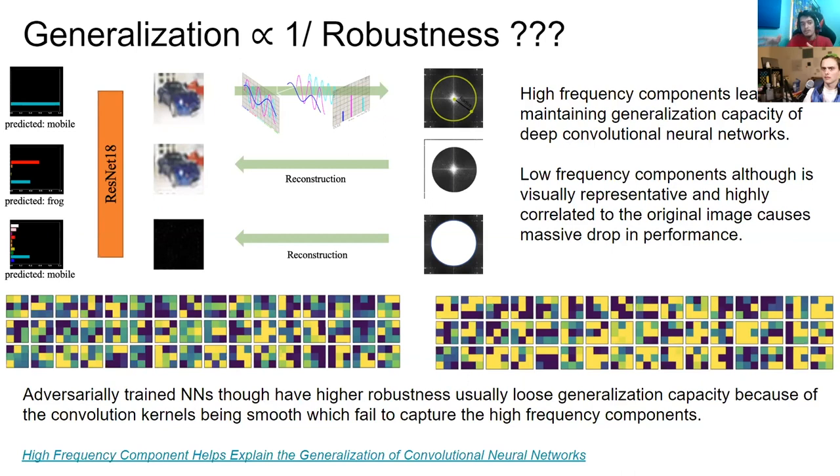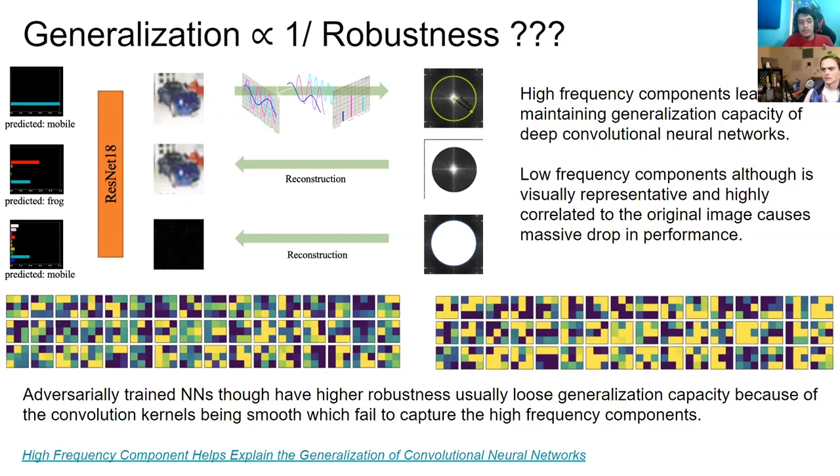But as you can see, a human would be able to correctly classify both the original image and the low frequency reconstructed image to be the same natural class, which is mobile in this case. But if we do a reconstruction only from the high frequency components, then the neural network is still able to maintain its generalization capacity on that training sample and correctly predicts it to be mobile. That's quite striking because this high frequency reconstructed image clearly doesn't visually correlate with the original image from the training data set. And why exactly that happens is provided, as I said, in extensive detail in that paper.